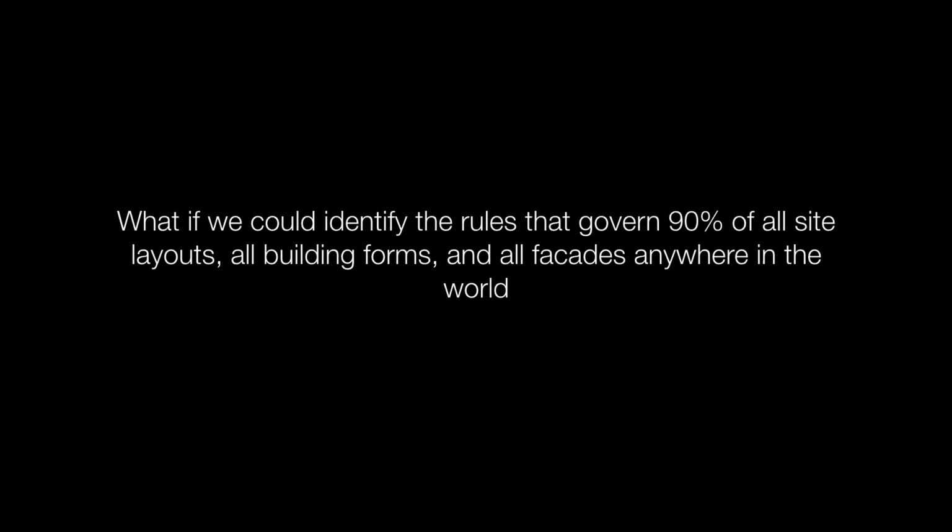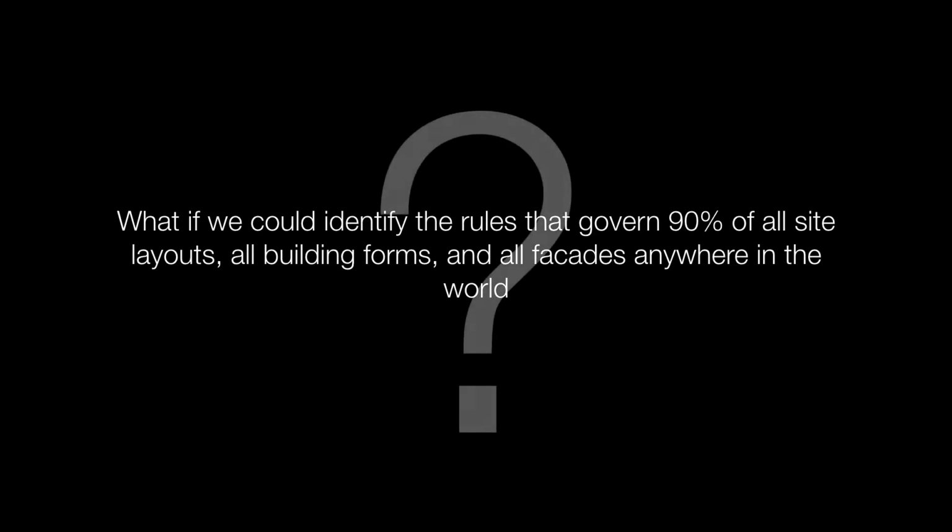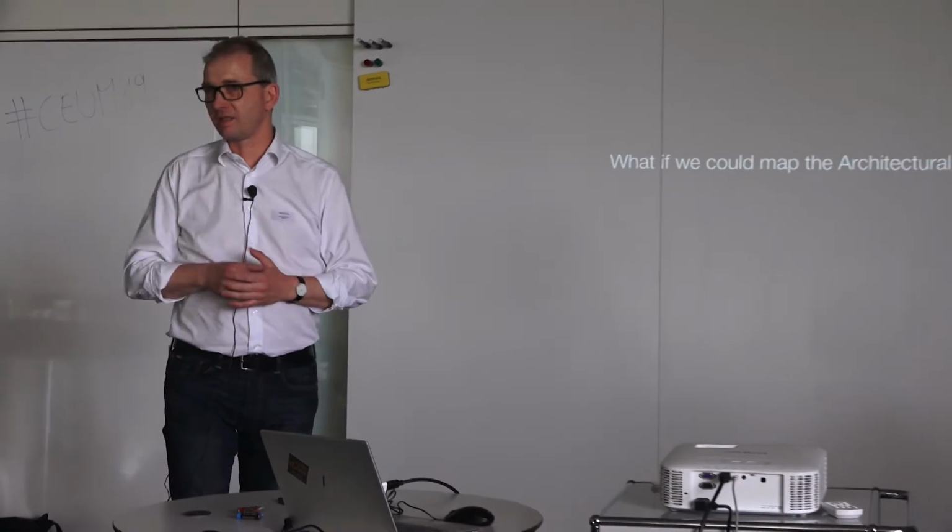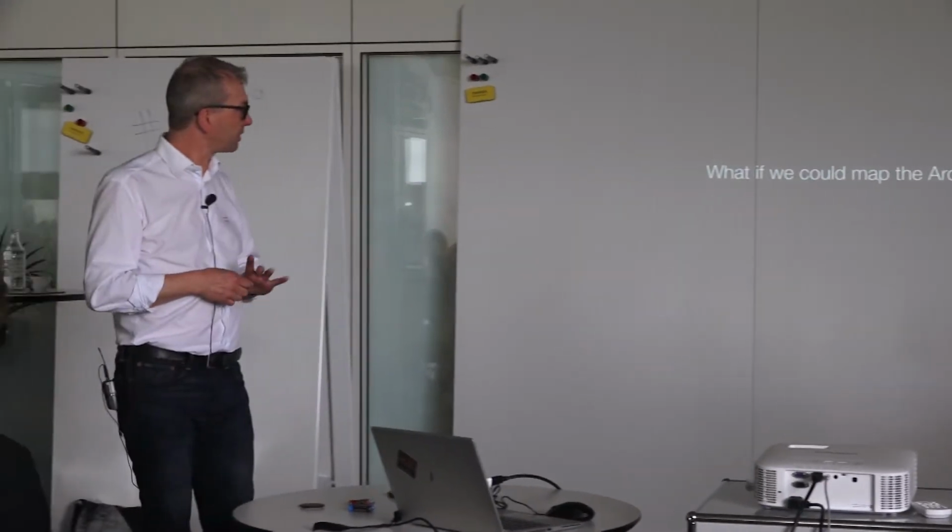In my research, what I came up with, with this fantastic tool, was the idea that maybe you can simply identify the rules that govern, if not all, then maybe 90% of all conceivable site layouts, building forms, and facades. Then what you would have, essentially, would be something like the architectural genome. If we could map that, that would be really cool, because then from single scripts, we could basically generate anything, very much in the spirit of the previous presentation.